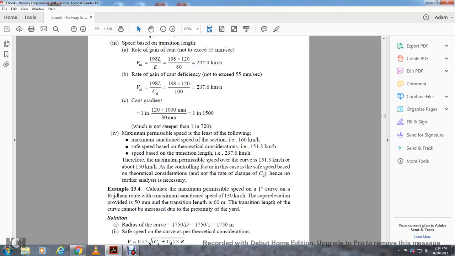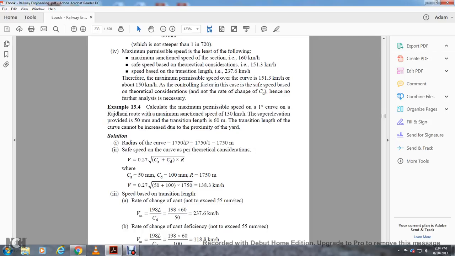Example 13.4. Calculate the maximum permissible speed of the 1 degree curve of a route with the maximum sanctioned speed of the section of 130 kilometers an hour. Super elevation provided is 50 millimeters. The transition length is 60 meters. The transition length of the curve cannot be increased due to the proximity of the yard. The radius of the curve is 1750 divided by D, which is 1750 divided by 1, 1750 meters.